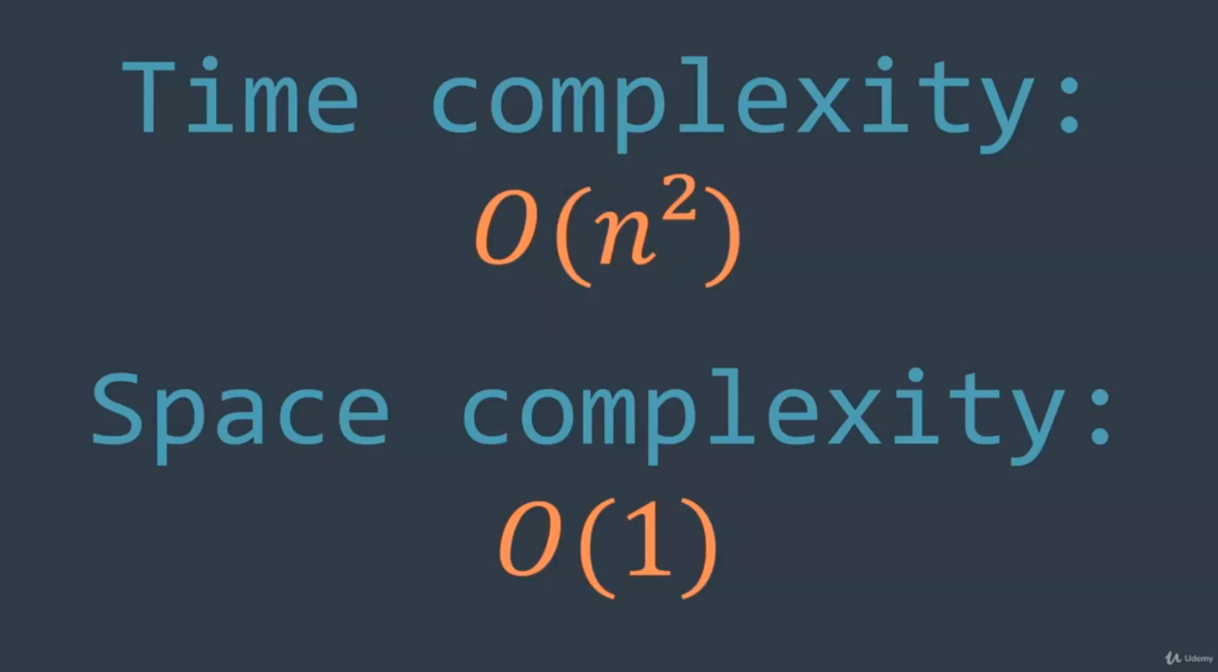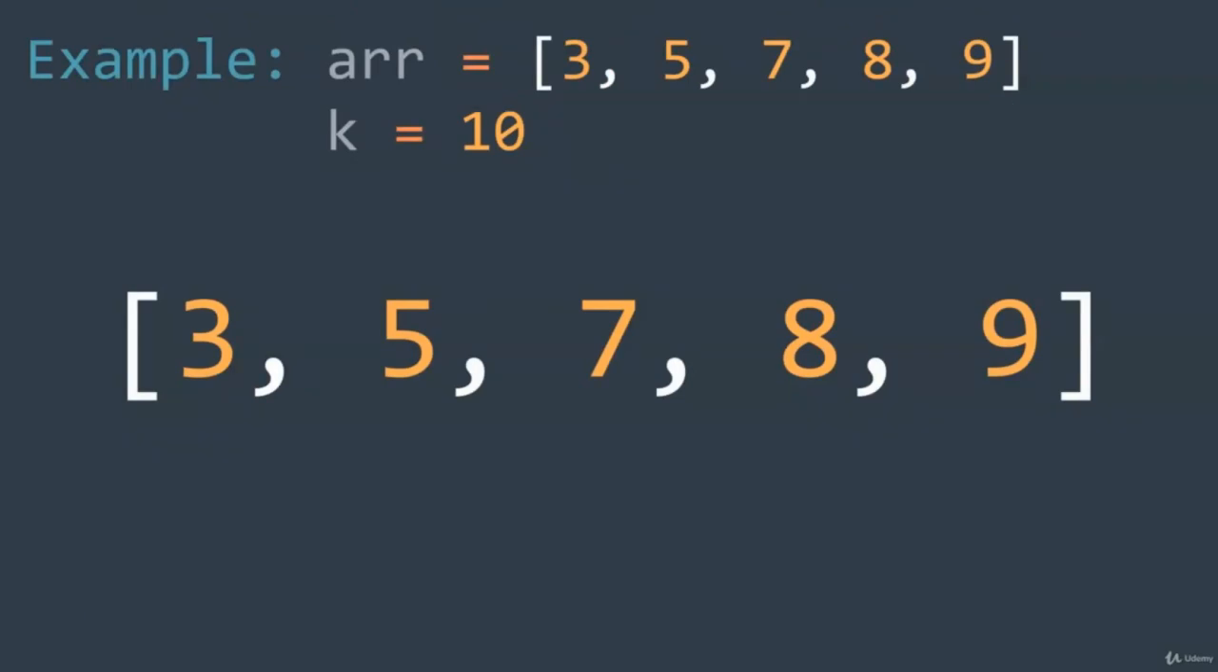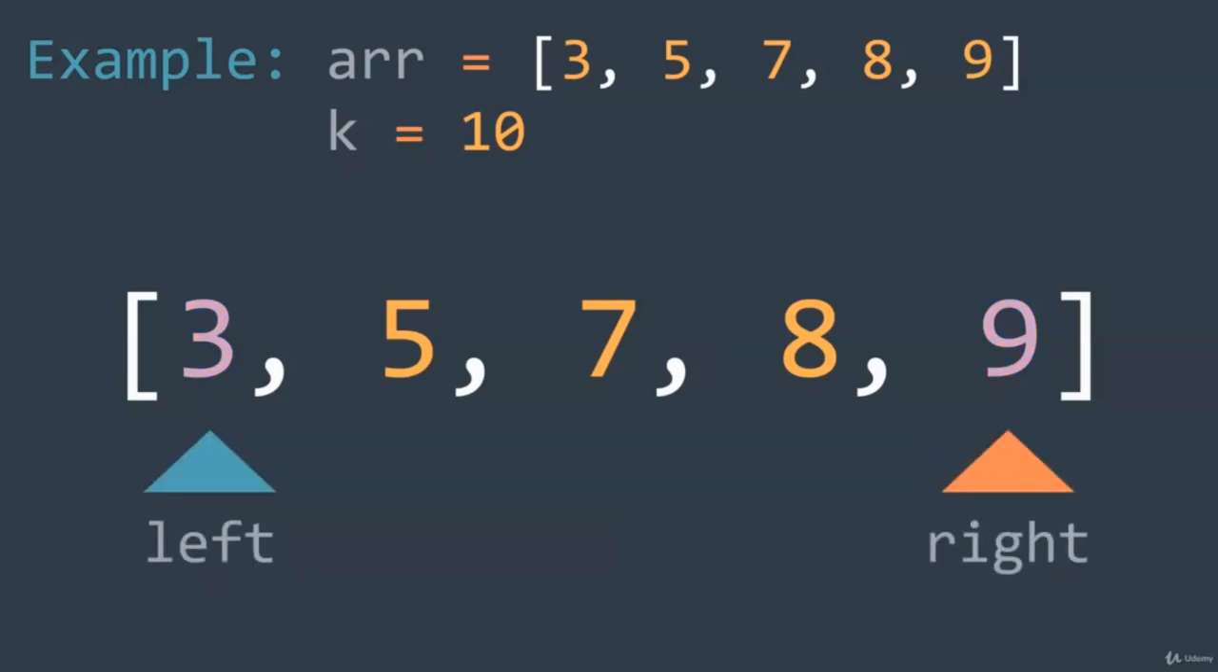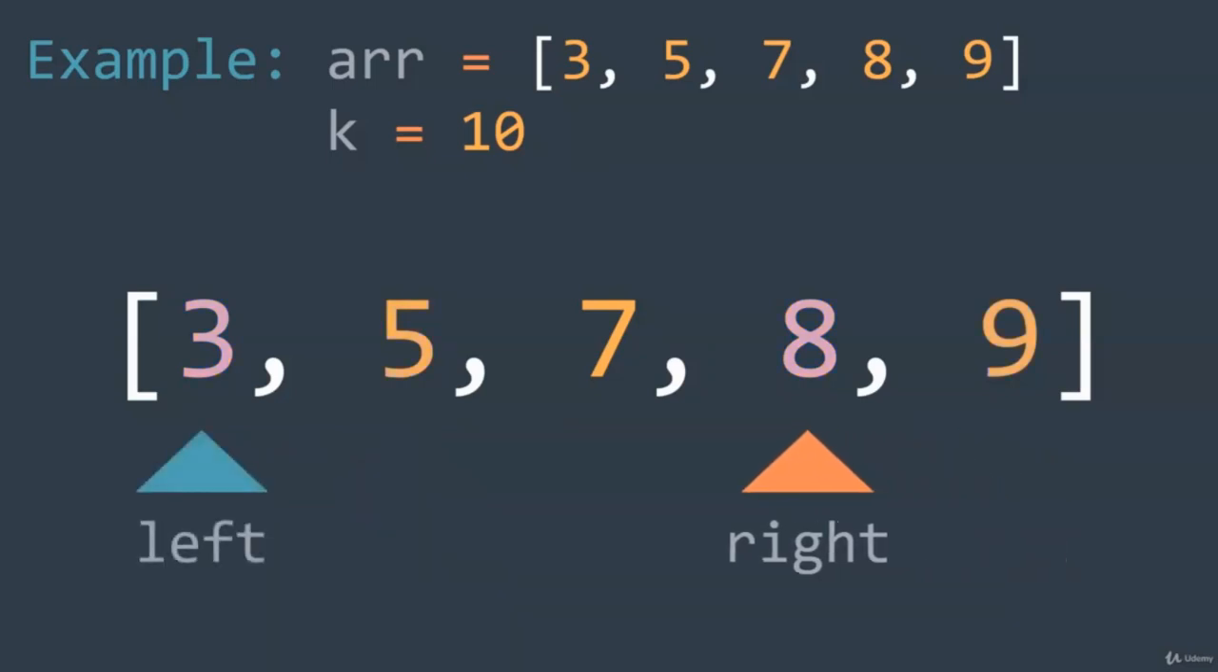Now let's suppose that we have this array that is sorted, and that we are searching for a pair that sums up to 10. Let's take for example the first and last element, 3 and 9. When we add them together, we get 12, which is greater than 10. Now we have two choices to check another pair. We can either increment the left one to check this pair, or decrement the right one to check this pair. But what do we choose?